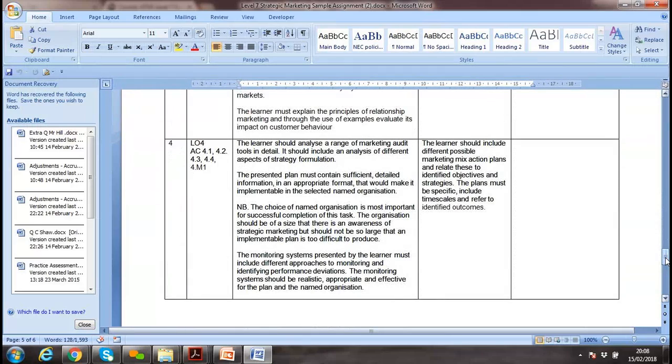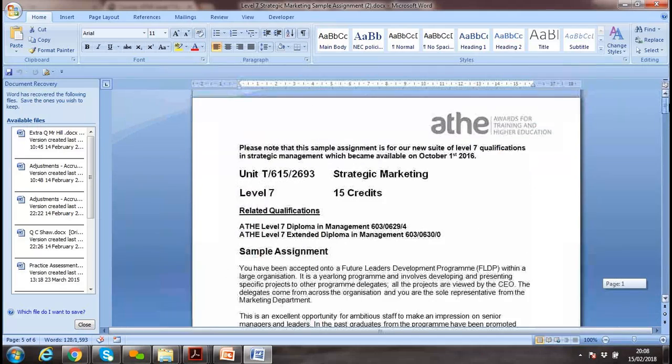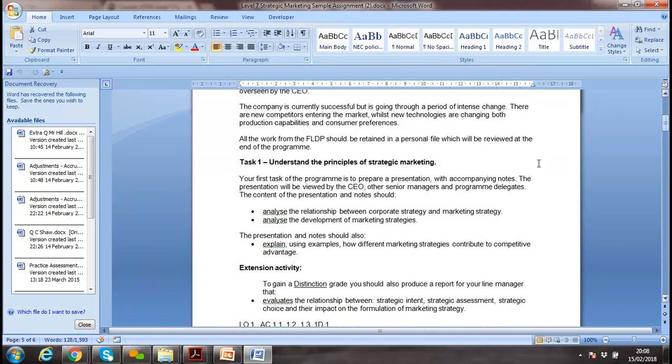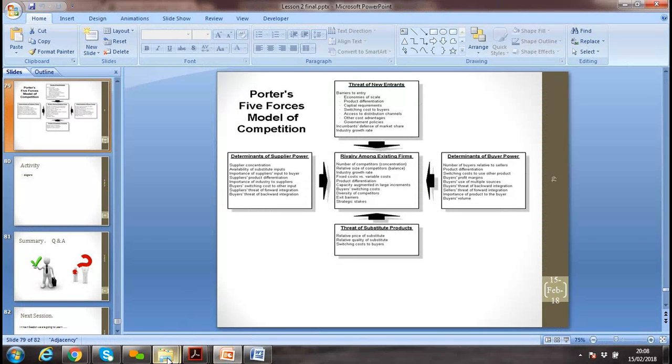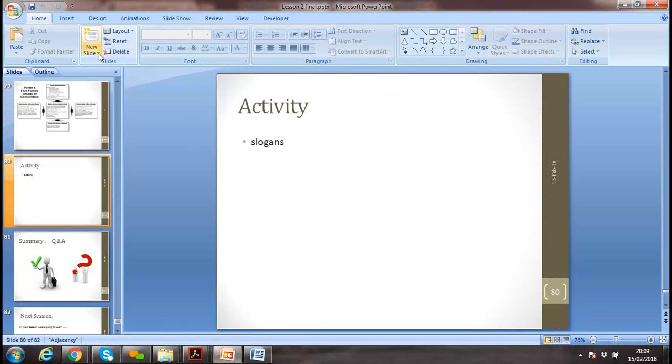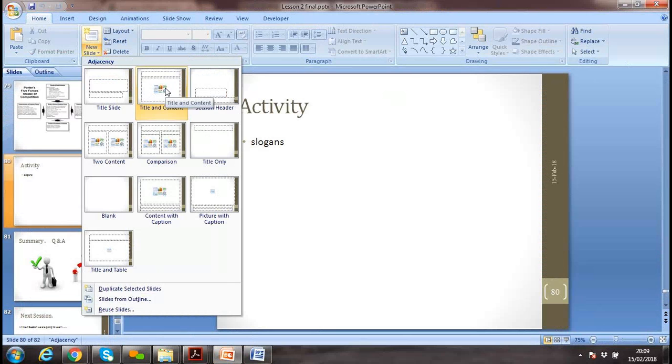So I have to make the assignment in Microsoft PowerPoint because it states that I have to make a presentation. Yes, your first task is to prepare a presentation with accompanying notes. You can make the PowerPoint slides, and underneath you can write the notes for it. Where can I write underneath? You need to choose the option in the slide view where you can show the notes as well. That's all you need to do.